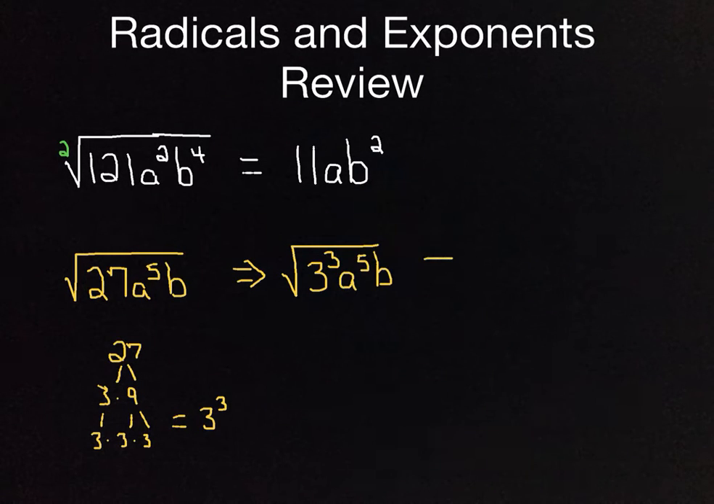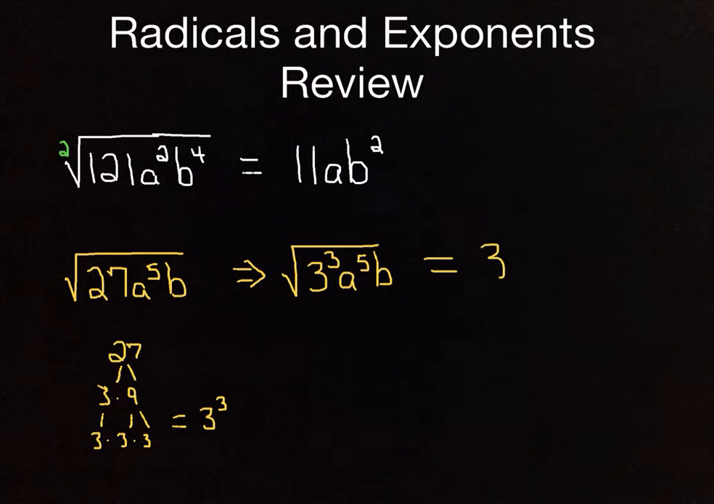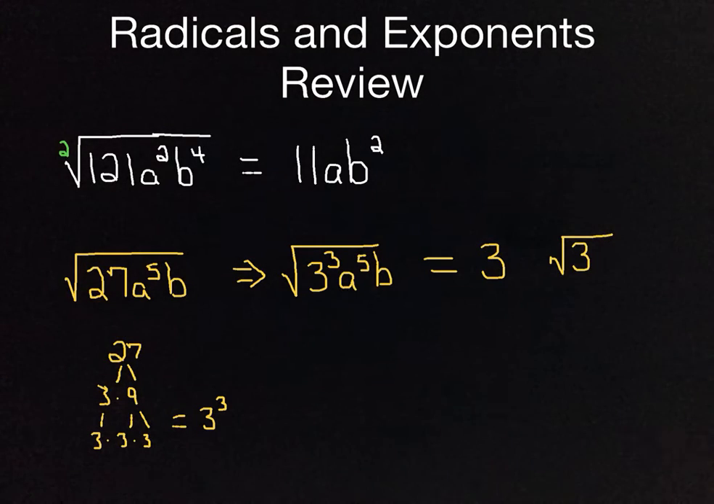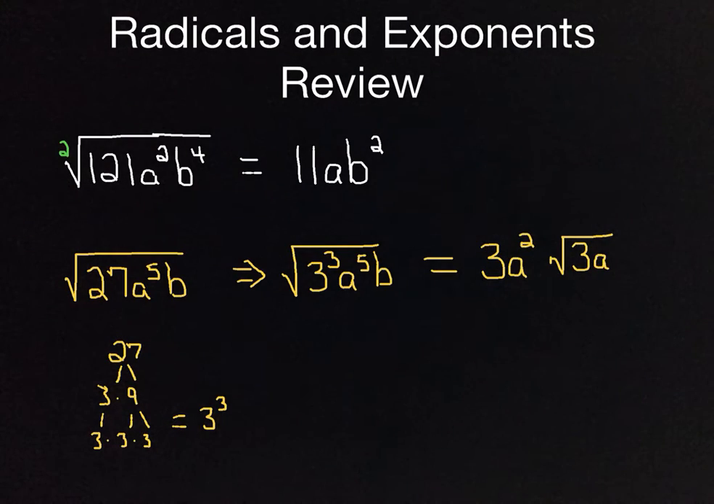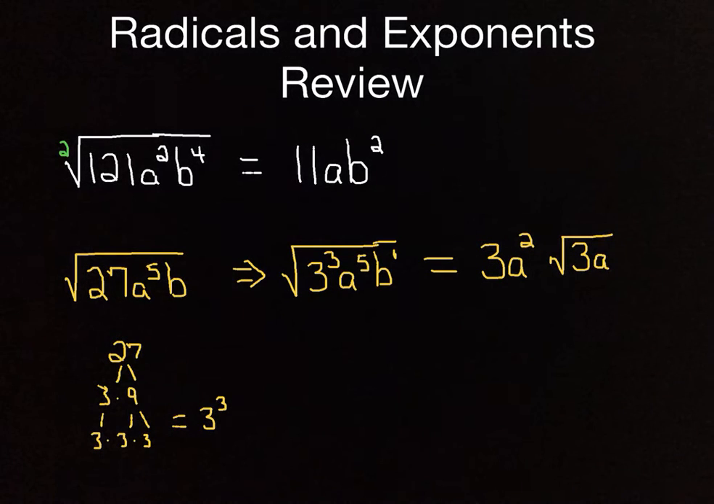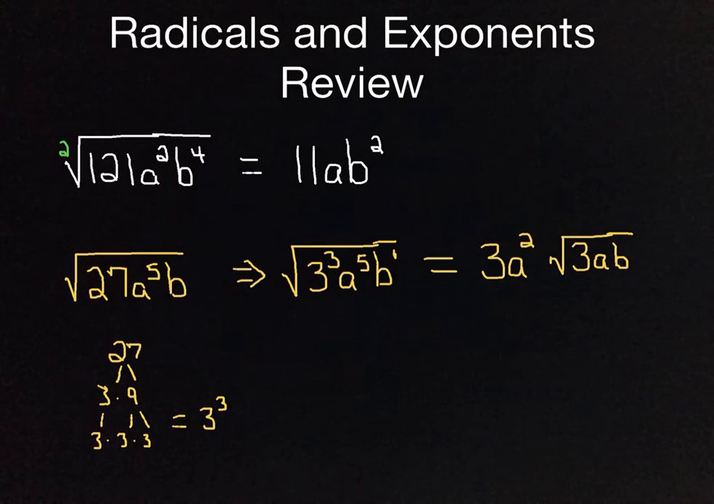Now the reason that we do that is because now this exponent is larger than the index. So 3 divided by 2 is 1 with 1 left under the radical. And then 5 divided by 2 is 2 with 1 left under the radical. And then there's this b, it's just to the first power, so the exponent is not larger than the index, so it can't be pulled out, and the b remains under the radical. So it's 3a² times the square root of 3ab.